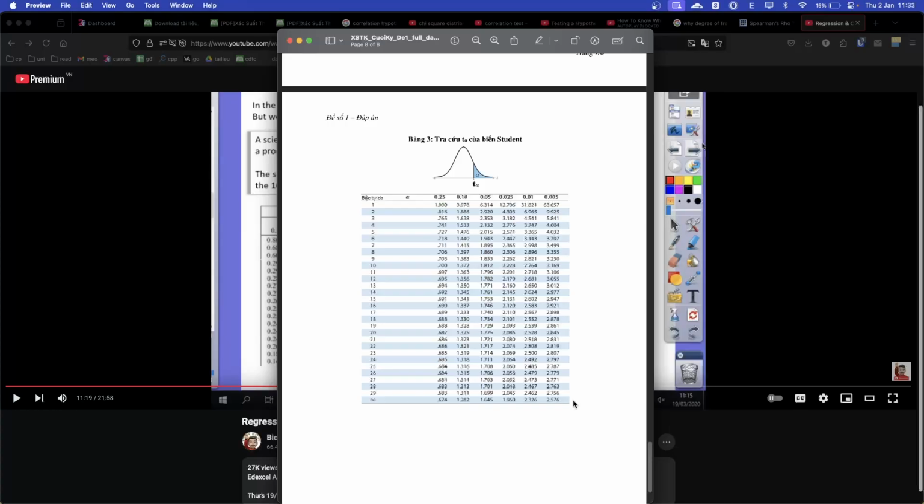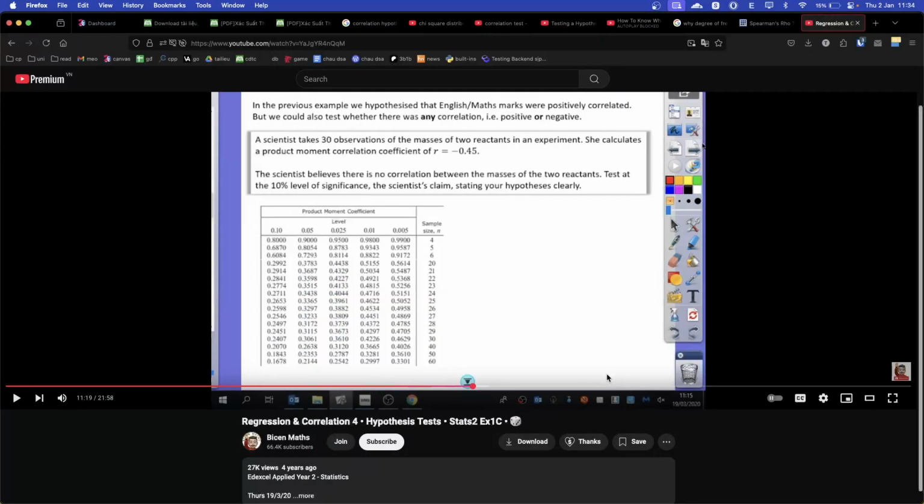Then we're going to calculate 1.645 times the square root of 30, 28. Wait, it's just 28, right? Just 28. So our rejection region is 1.701 divided by the square root of 28 minus 2. So there is a correlation.